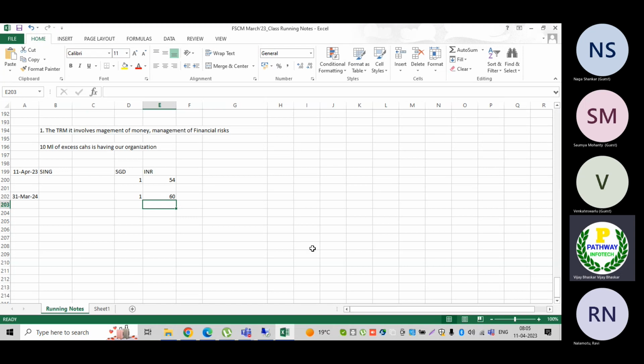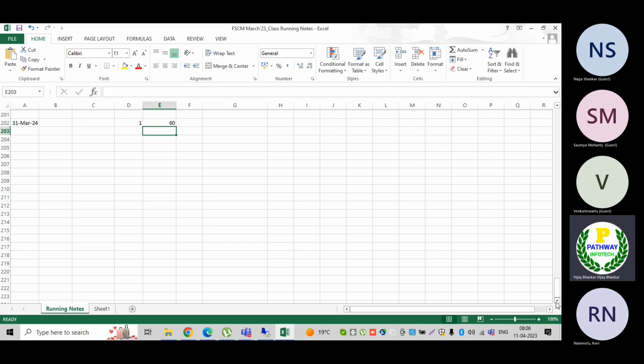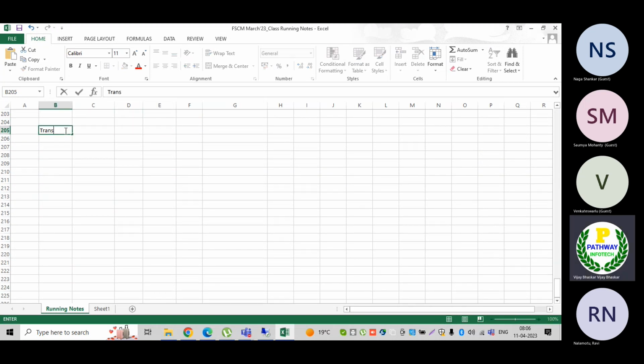Now, in order to perform all these transactions, we need to perform three types of activities: front office, back office, and accounting. Now let me explain about the transaction manager. The transaction manager supports the following TRM activities.